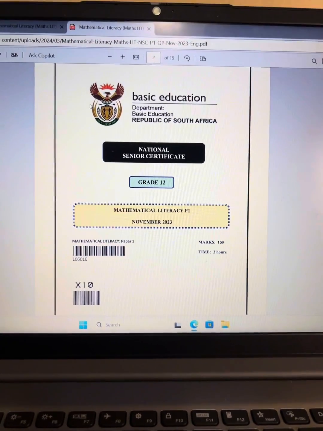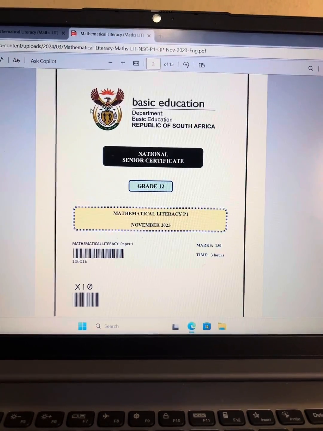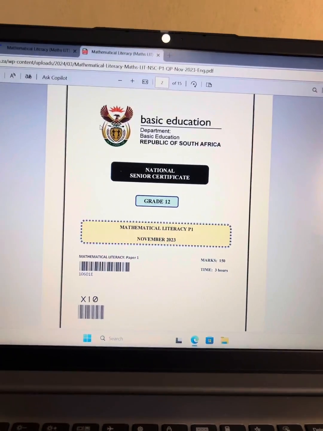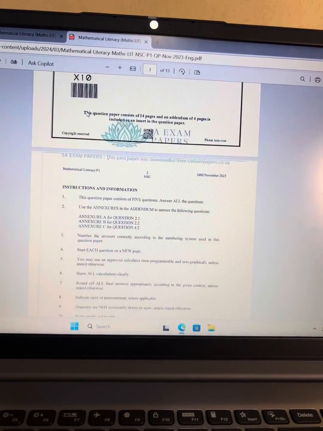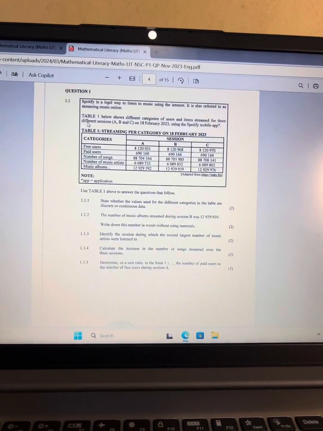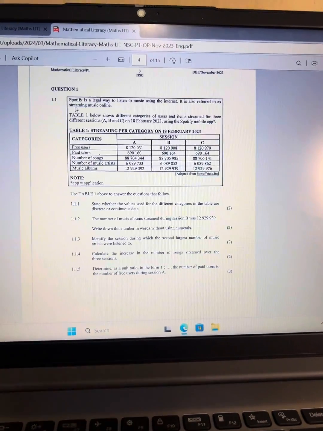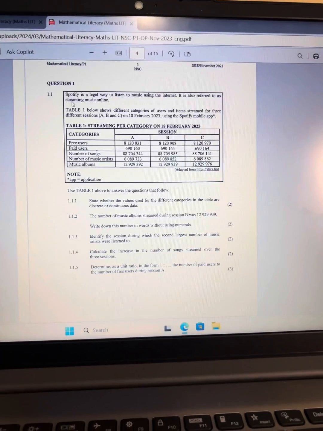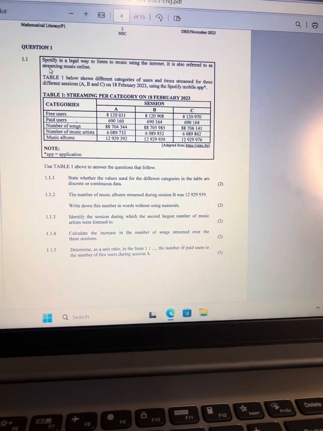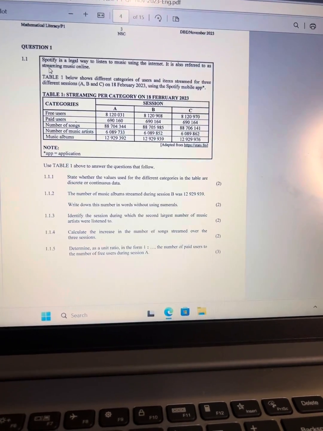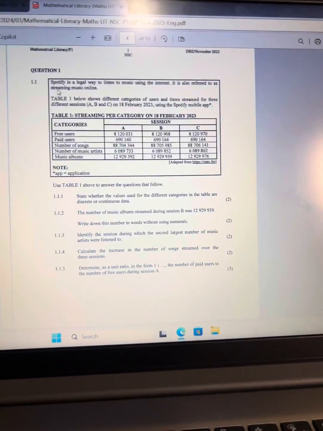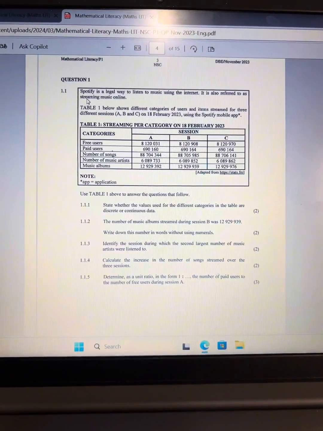Welcome back, maths learners. Today we are going to do the November 2023 question paper, which is paper 1. We are going to answer question 1 of the 2023 question paper. If you look at question 1.1, that's exactly what we are going to work with today. They gave us a scenario with a table, so we have to read the scenario and then study the table, and then we can answer the questions that we are given on this question paper.